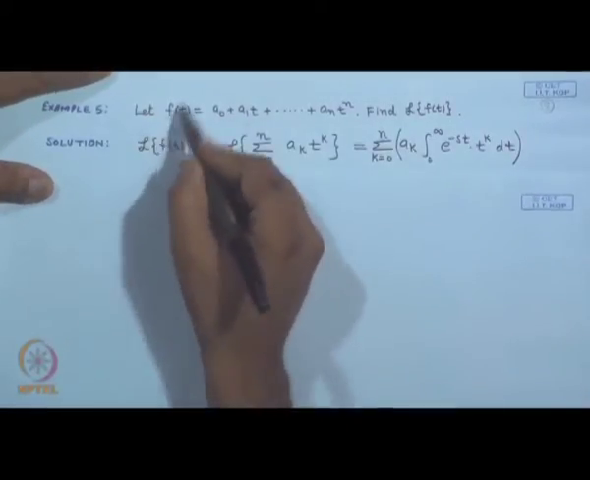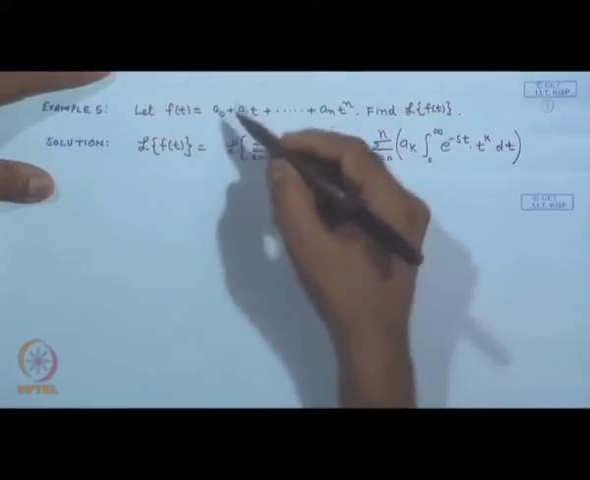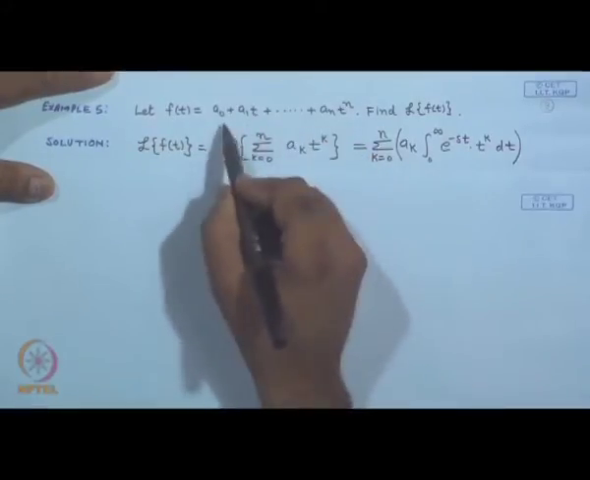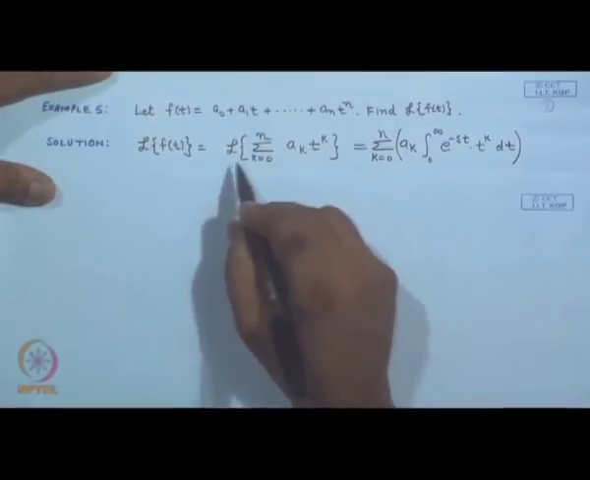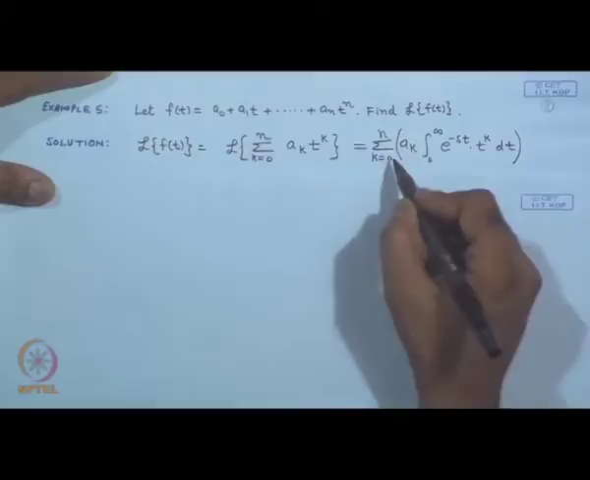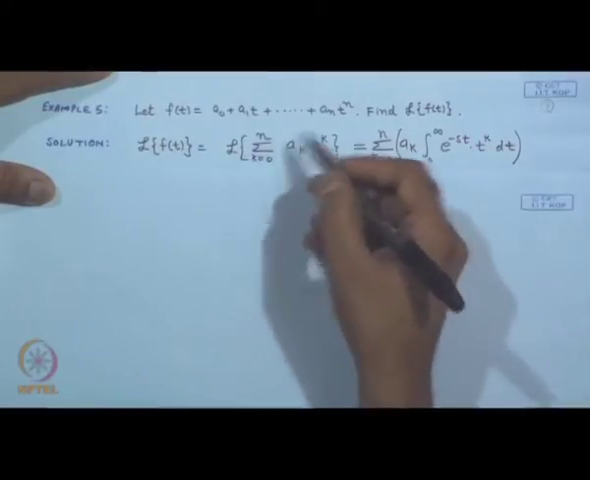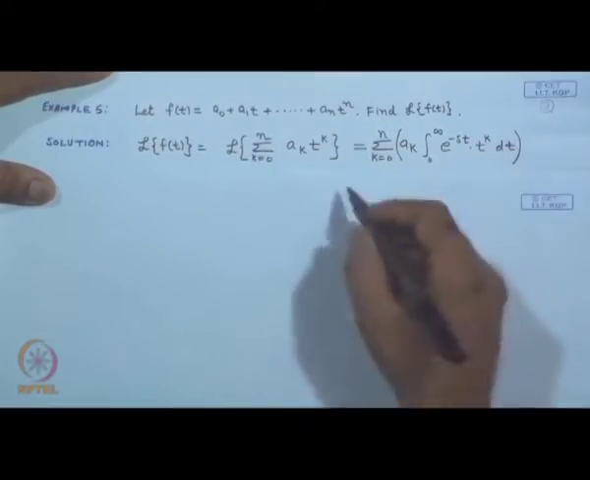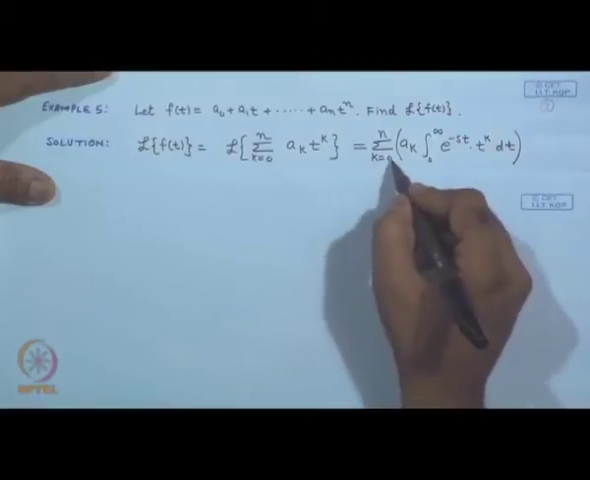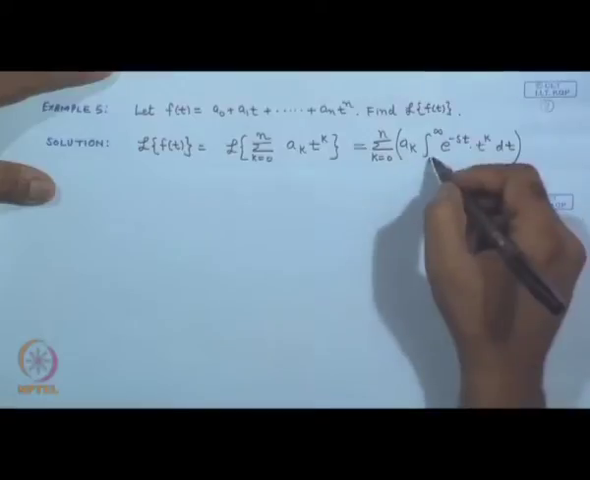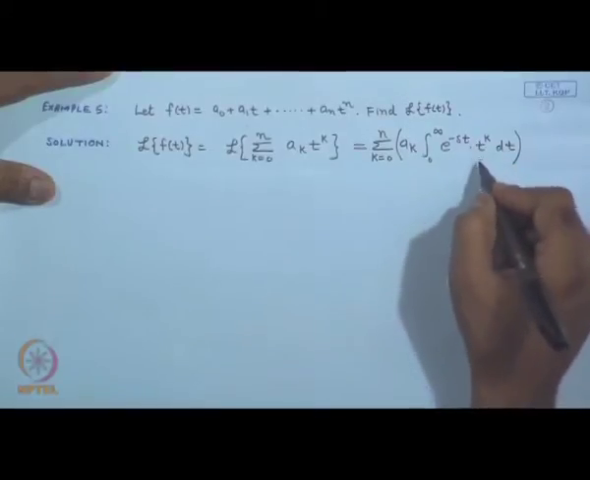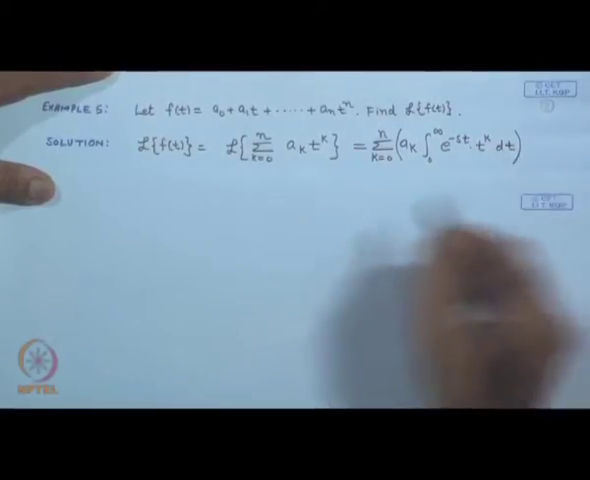So, we have Laplace transform of f t is Laplace transform of this sum a k t k, k from 0 to n, and this we can also say, due to the linearity of this Laplace integral, we can write as the sum from 0 to n of a k, that is a constant term, times the integral 0 to infinity e power minus s t and t k dt.